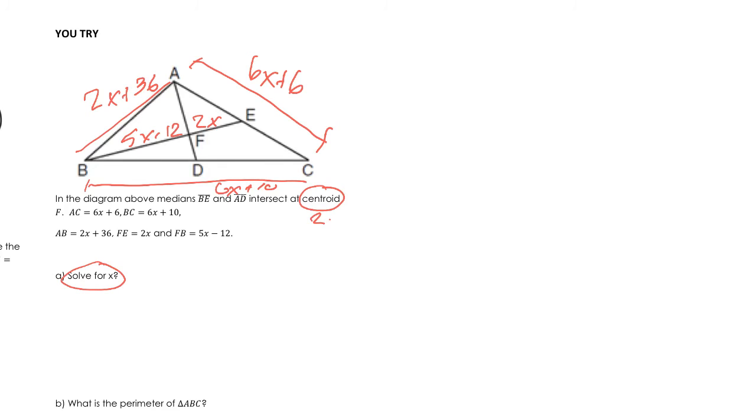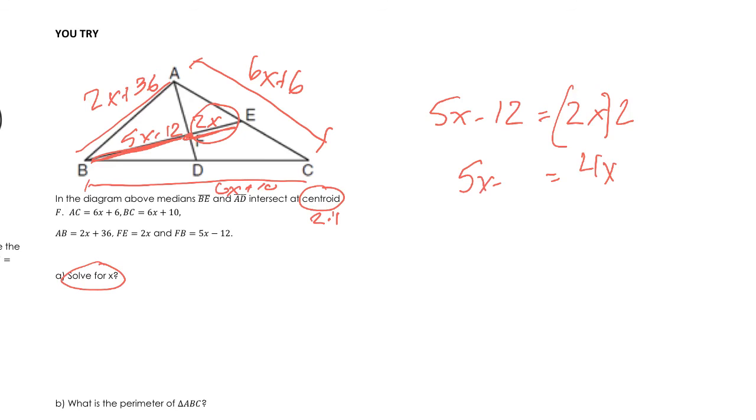Well, I see I have a centroid, so I know my ratio is 2 to 1 here. So 5x minus 12, so this part of the median, is not equal to this part. They're not the same size. They're not equal. The 2x is definitely smaller. To make it equal, I got to multiply that smaller piece by 2. If it was twice as big, it'd be equal. So 4x is equal to 5x minus 12. Now I can solve for x. So I'm going to just subtract 5x from both sides. So negative x equals negative 12. That means positive x equals positive 12. Divide by negative 1. So I got x equals 12.